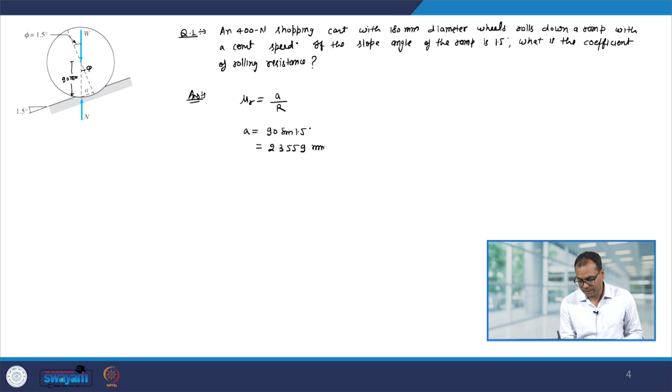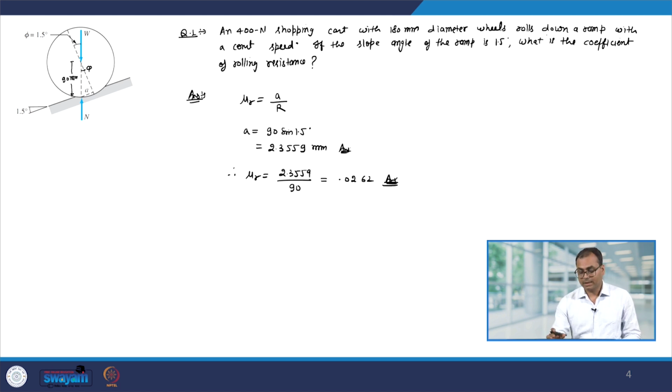2.3559 millimeter. So, either you can call this the coefficient of rolling resistance in millimeter, or you can calculate mu r. So, that will be 2.3559 divided by R. Okay. So, divide by 90, and that comes out to be 0.0262.